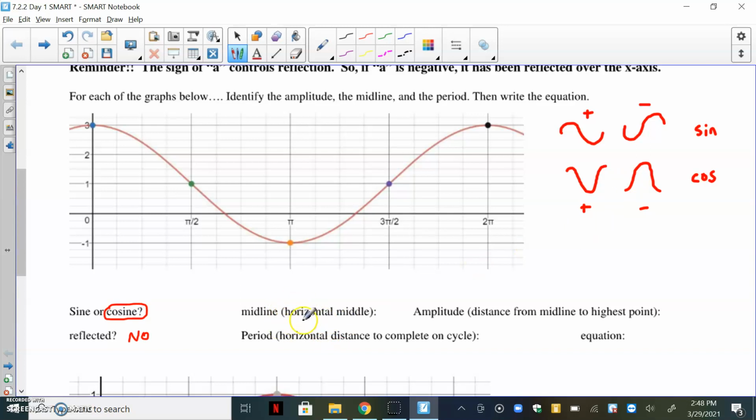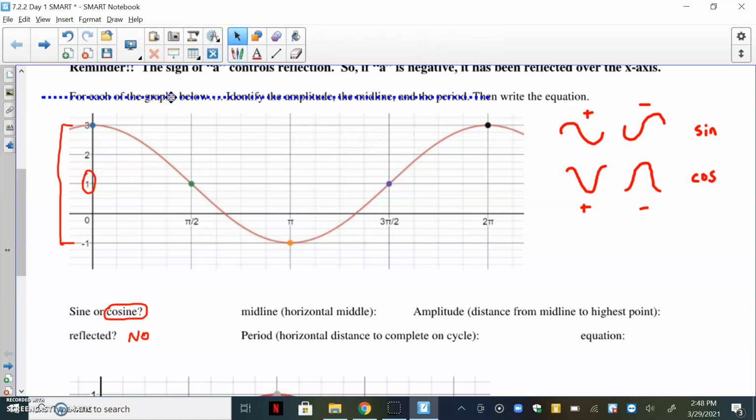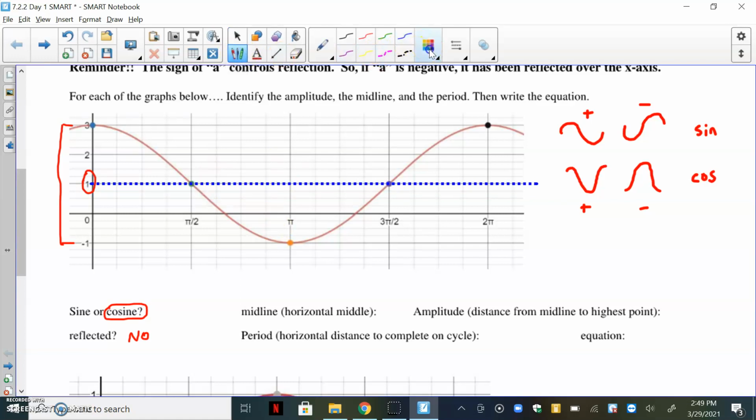All right, the midline. Now, the midline is the horizontal line between the highest and lowest points. So if you know that your highest point is at 3 and your lowest point is at -1, you've got to find the perfect middle number between those two. And that happens to be 1 in this case, right? The midline is going to be right here. So I'll take my line here and put it there. Oops, that's not it. Alright, so there's my midline, and what I'll write is y equals 1.